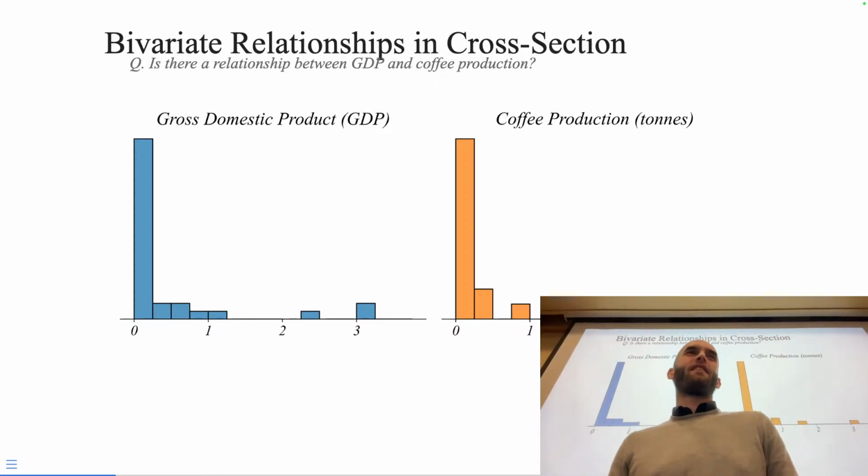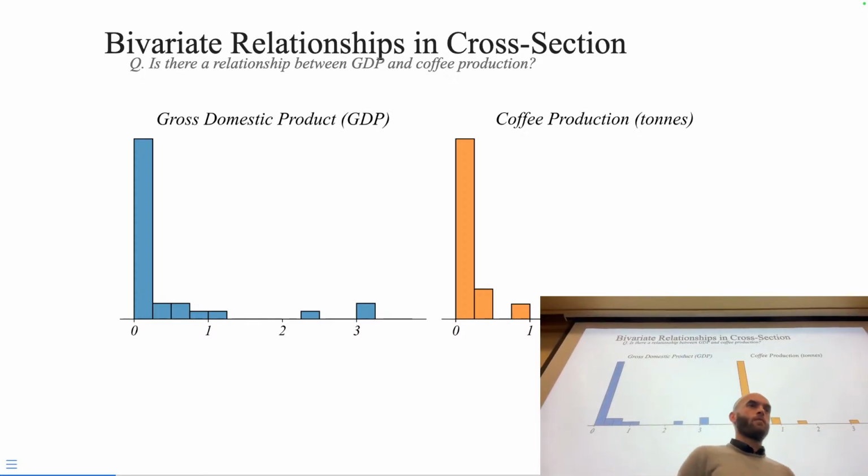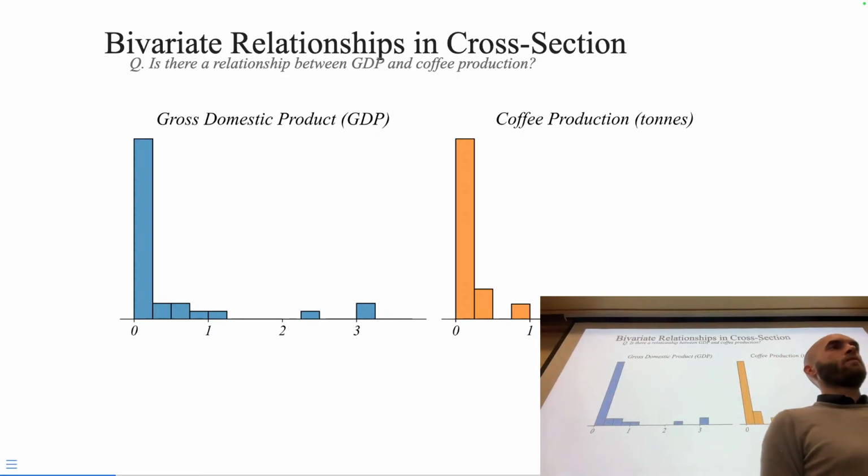Yeah, Zach. I think you could make a claim that there's a relationship, but maybe not necessarily a direct correlation. Maybe coffee production represents a good percentage of GDP, but from the data you can't tell exactly how much that is. Okay, so yeah, maybe we can't really tell.